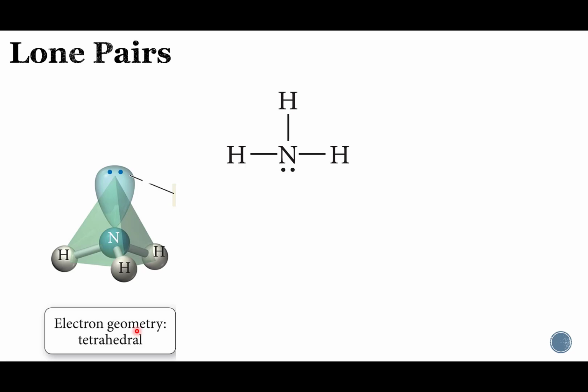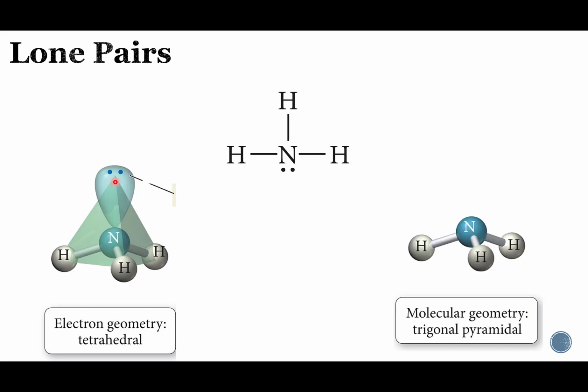But when we depict these in a textbook, very often we don't depict the lone pair. It's there, it's taking up space, but we often don't depict it. So when there's a lone pair involved, we also have something called the molecular geometry. The molecular geometry is essentially hiding the lone pair. What does that molecule look like?